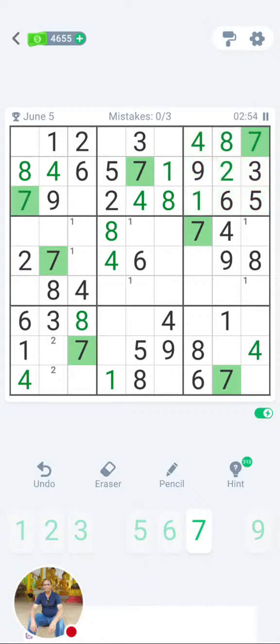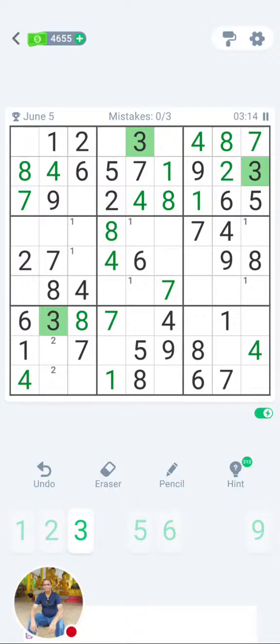And 7 and 7. So 7 will come here. And 7 and 7. So 7 will come there. So 7 is over. And now let me go and see. Oh, there's only 1 number missing here in the third row. Which number is missing? 1, 2, 3 is missing, so only 3 will come there.